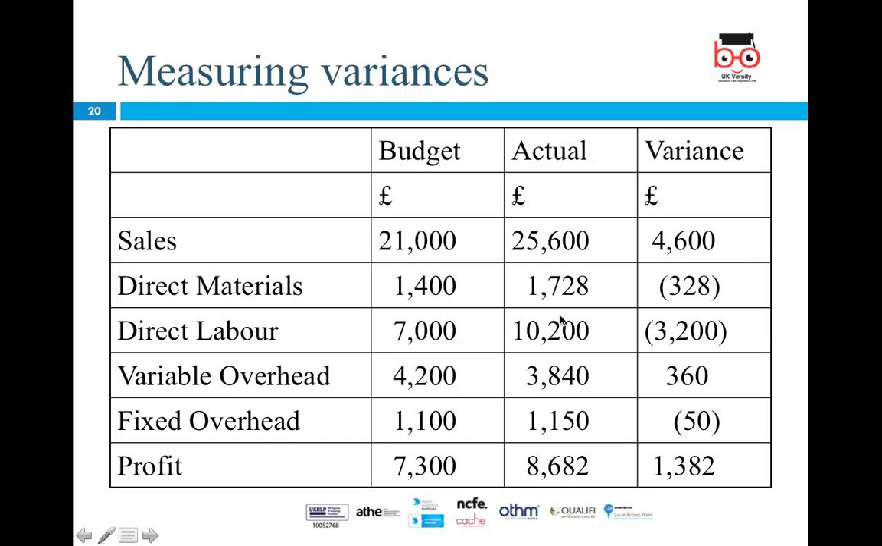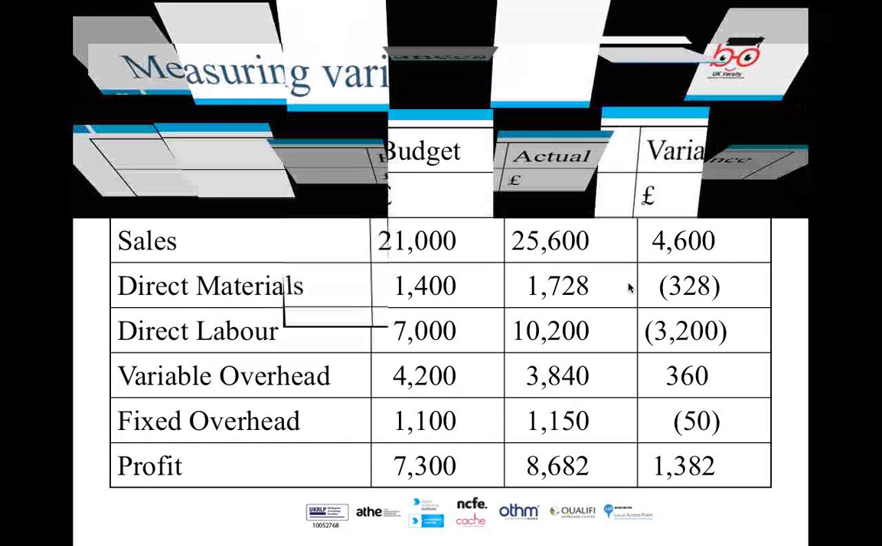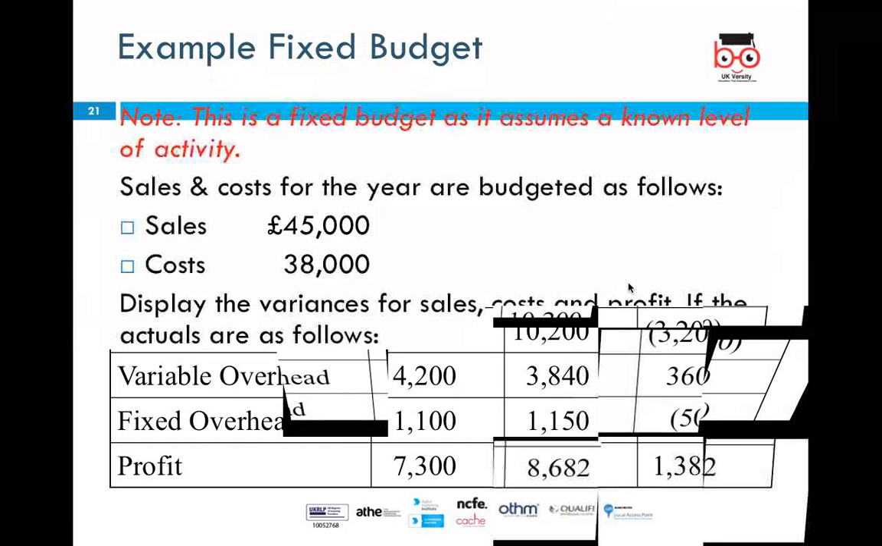And if the overhead reduced from the original budget to the actual, by 360 units, that's favorable. So any cost item, if it is reduced, that's favorable, and if it is increased, that's adverse. So as we can see, the fixed overhead has increased, so that's adverse, and the profit has increased, that's favorable. The sales profit, if it is increased, that's favorable, and if it is decreased, that's adverse.